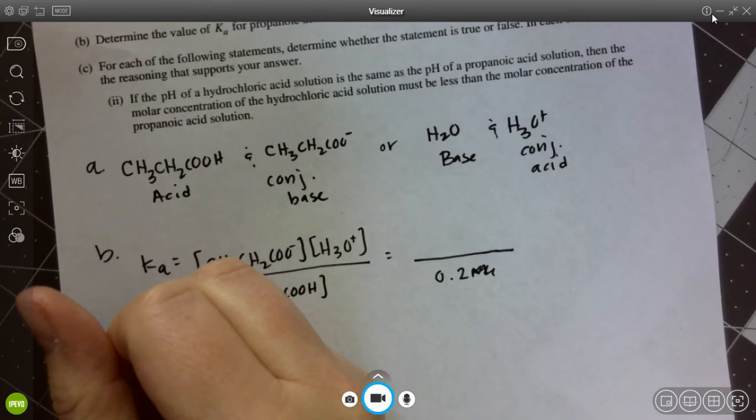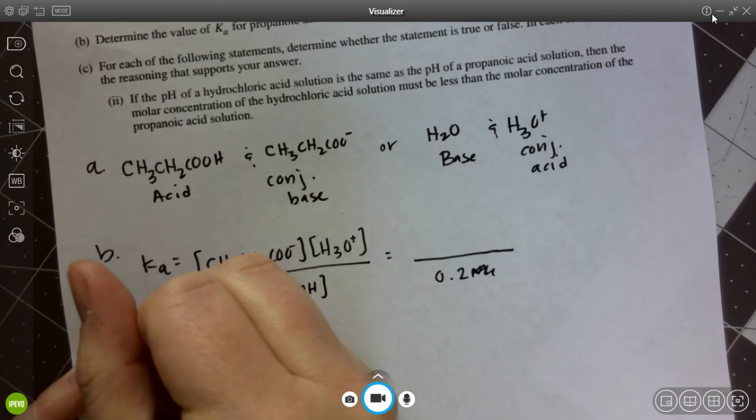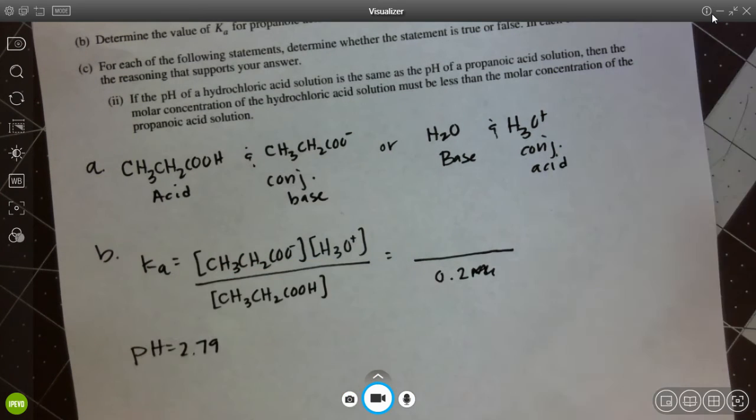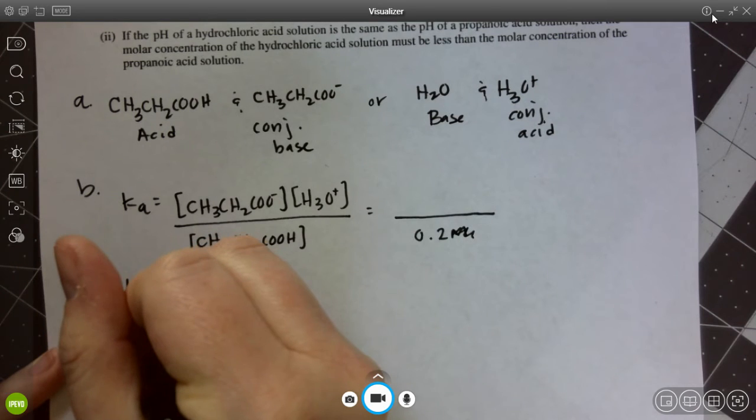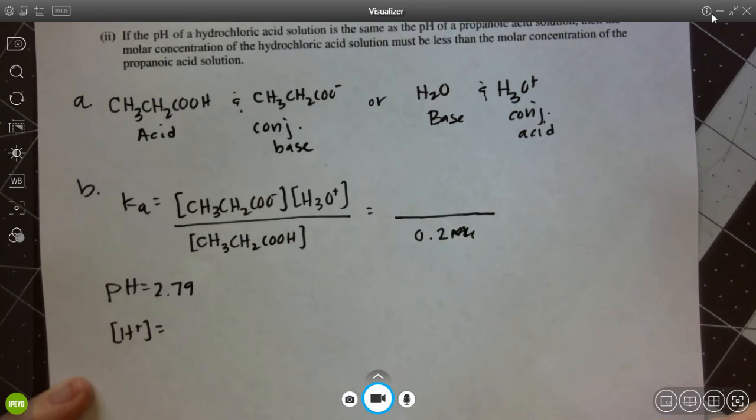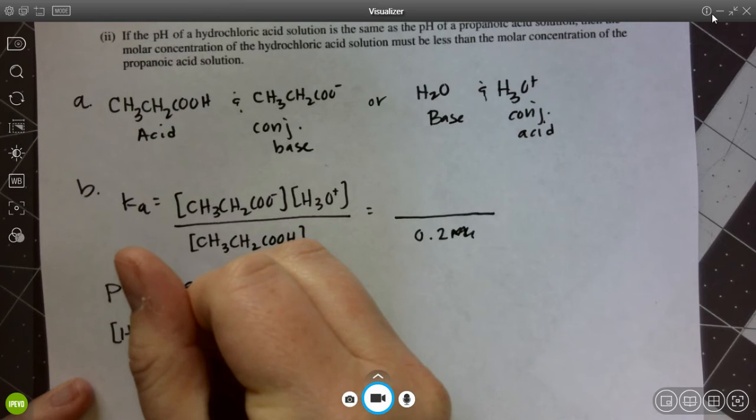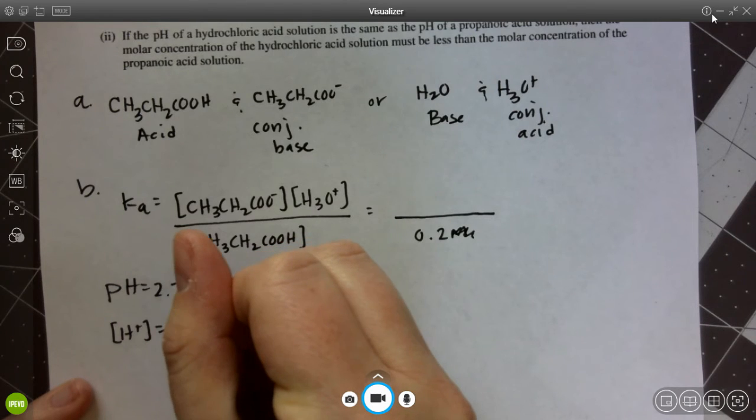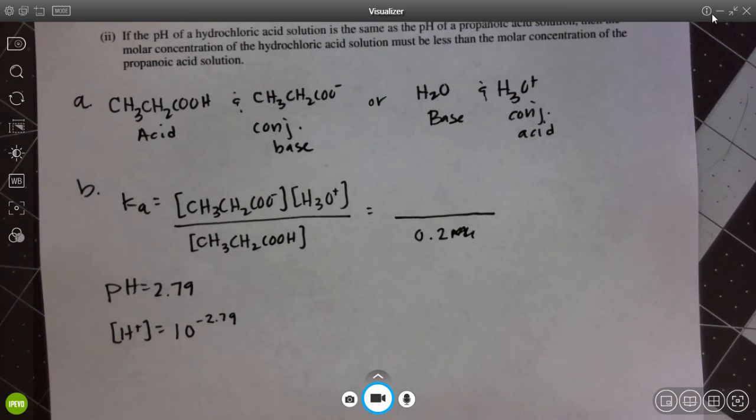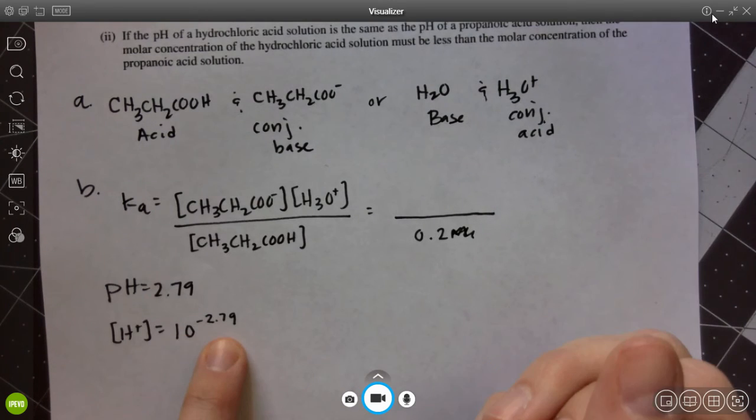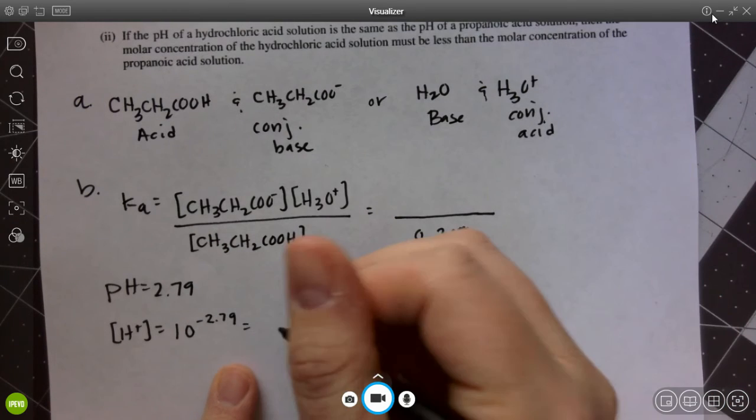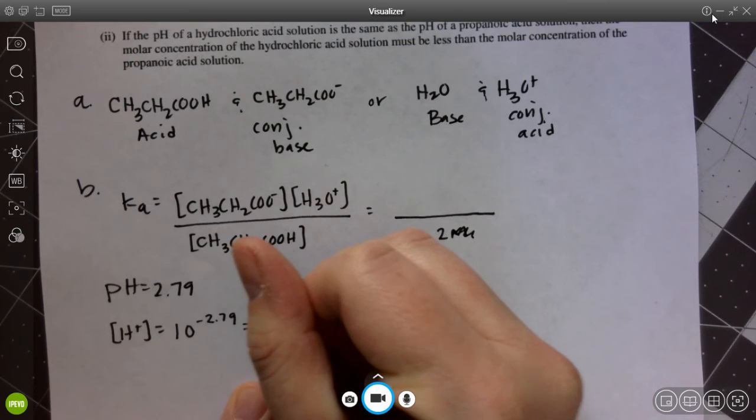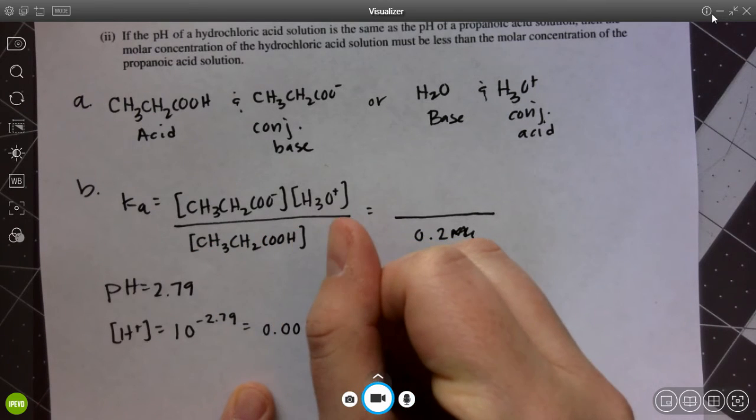But if I know my pH is 2.79, I can figure out my concentration of H plus or H3O plus, they're the same and interchangeable, by taking 10 to the negative 2.79. Remember, you cannot use this as the answer. You need to get a number out in some sort of decimal form. And when I do that, I get 0.00162 molar.